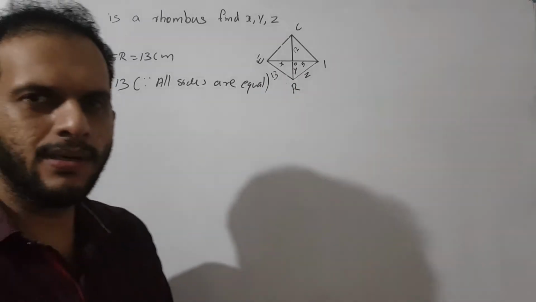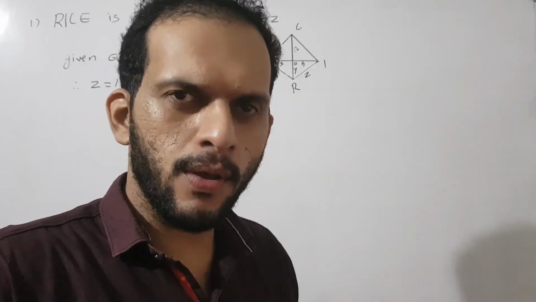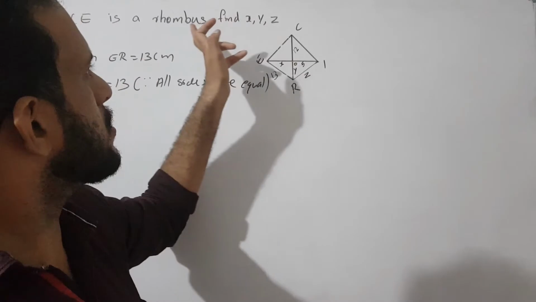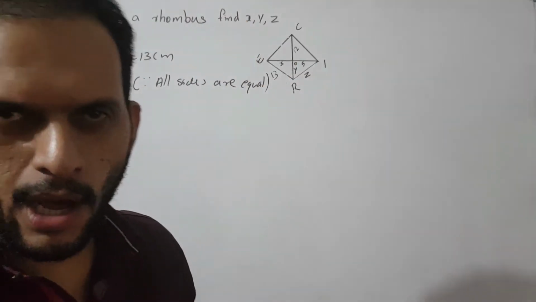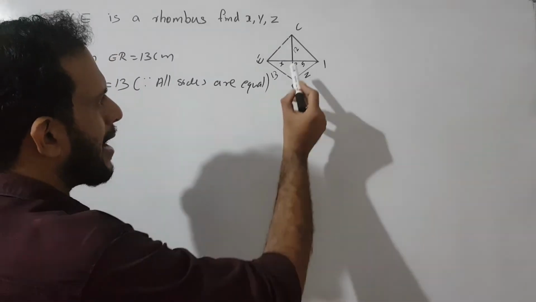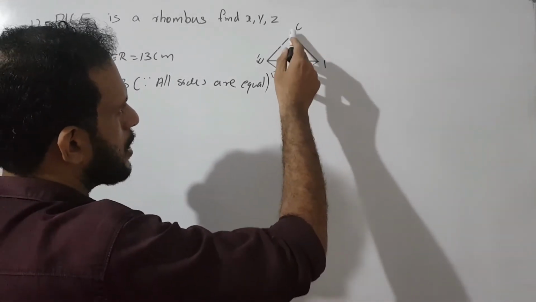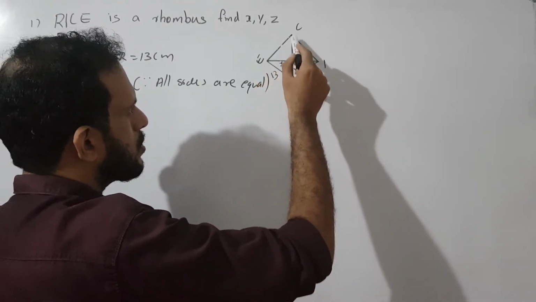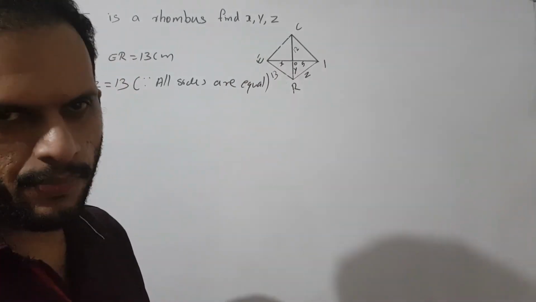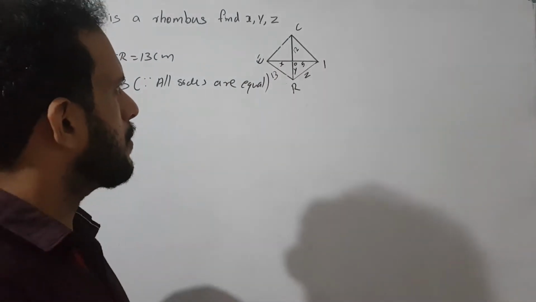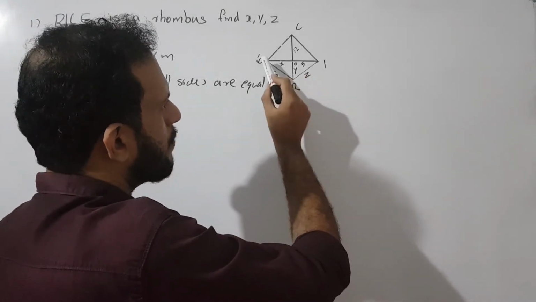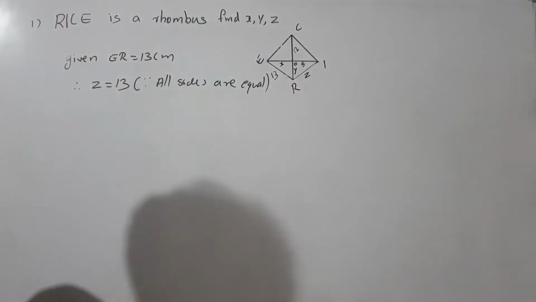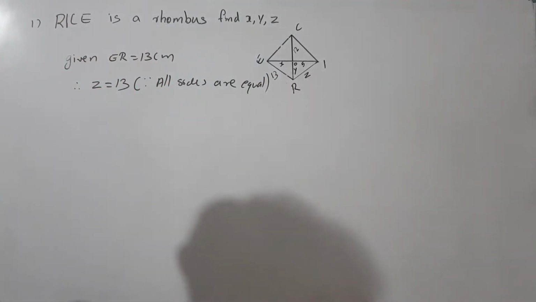x and y are marked on the diagonals. So here we need to apply the property of diagonals. What is the property of diagonals? They perpendicularly bisect each other. Correct. In a rhombus, the property of diagonals is that they perpendicularly bisect each other. Perpendicular means the angles around the point O, that are COI, IOR, ROE, EOC, are all 90 degrees. Bisect each other means O is the midpoint of the diagonals EI and CR.